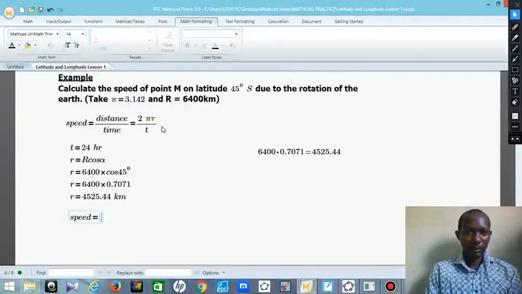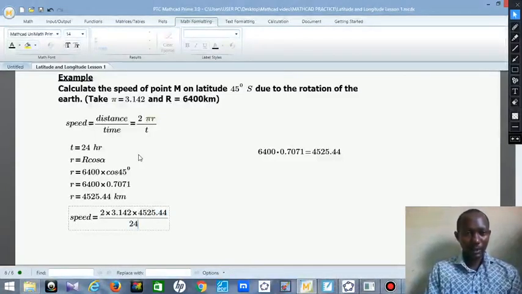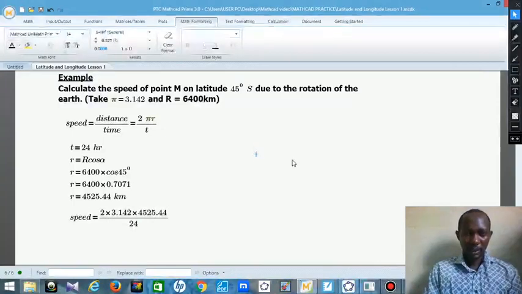is equal to 2 pi r, which is 2 times 3.142 times the radius, now 4,525.44, then divided by the time, which is 24. That is all. Let me just simplify everything directly and get our answer.